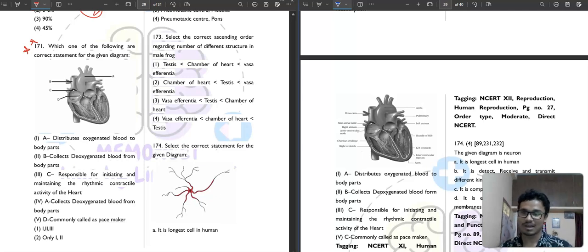Then B is your vena cava. It collects deoxygenated blood from the body parts. So both are correct. And C is your SA node, responsible for initiating and maintaining the rhythmic contractile activity of the heart. Correct. C is also correct. And lastly, the fourth option is saying that A collects deoxygenated blood. No, this is not correct. And fifth, D commonly known as pacemaker. D is not the pacemaker. This is the AV node. The SA node is the pacemaker. So the first, second and third are your correct answers. First option. Then question number 172.